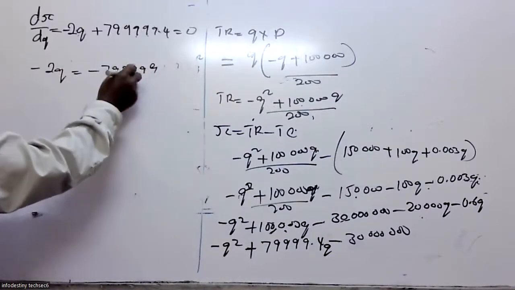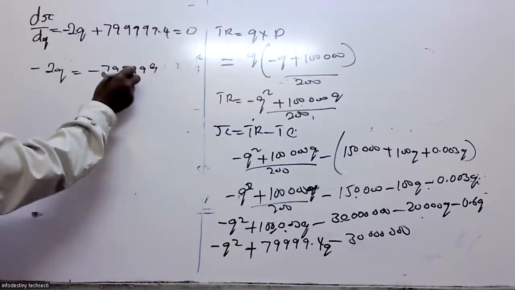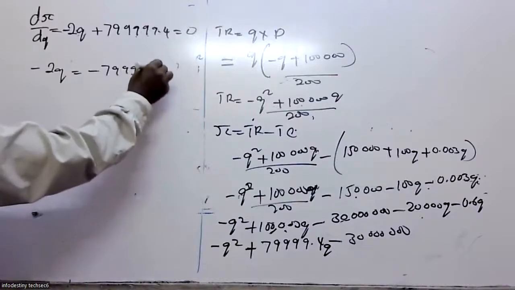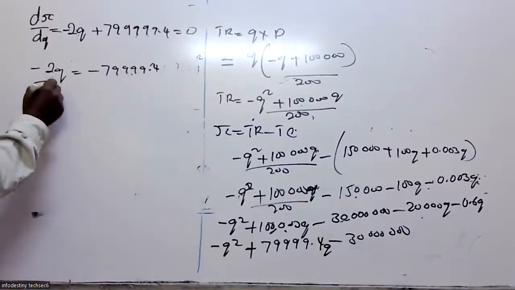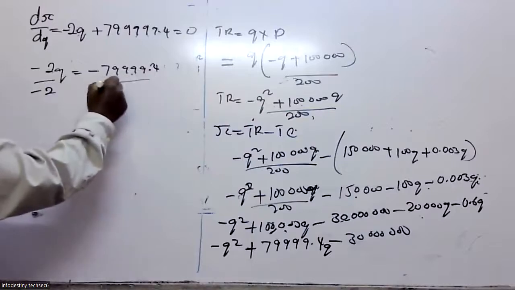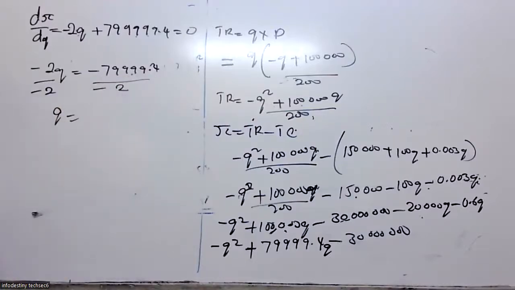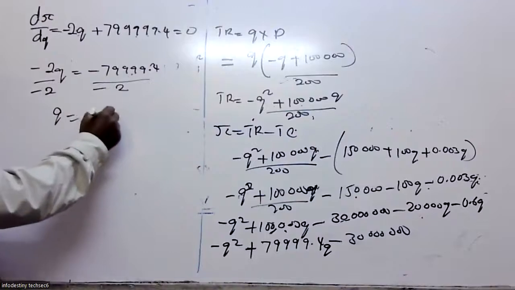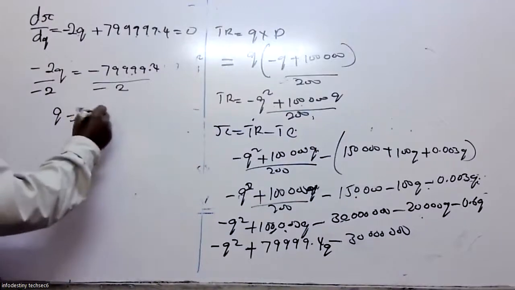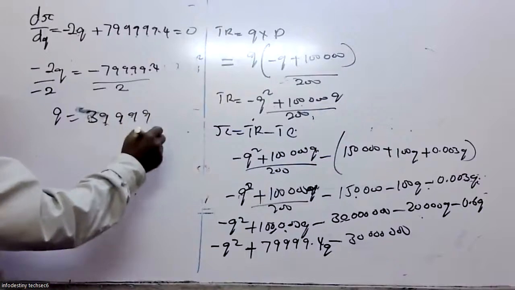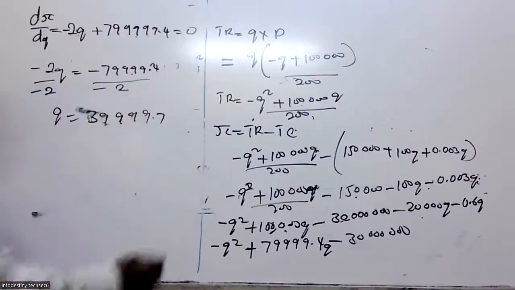Is it coming? You got it? Like that. Then divide this one by minus 2. So Q equals 39,999.7. So that is the number of units to produce.